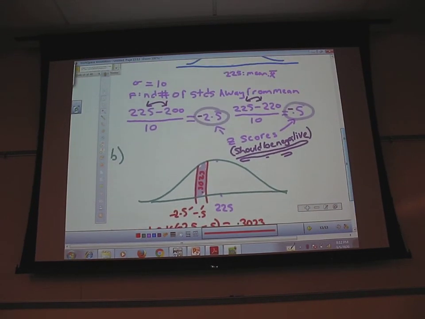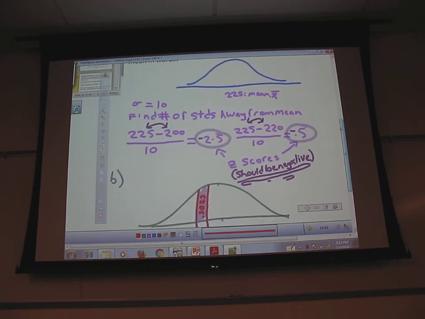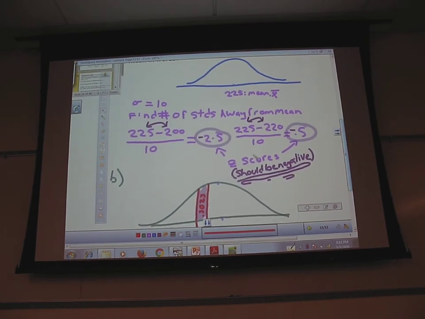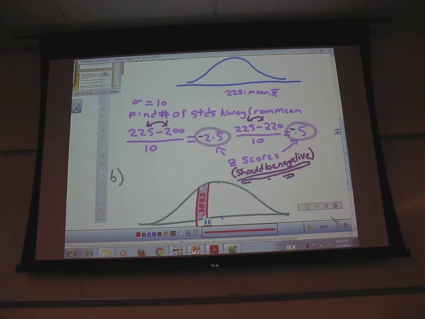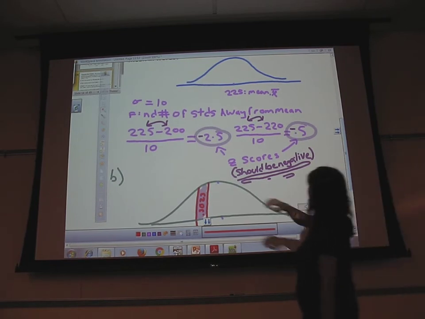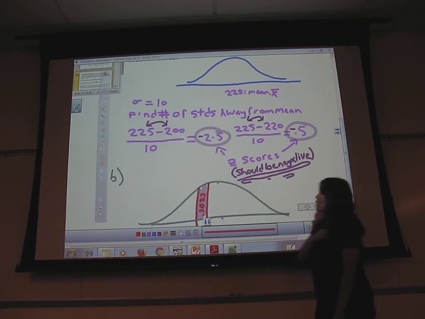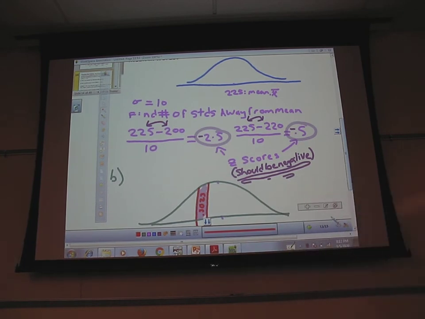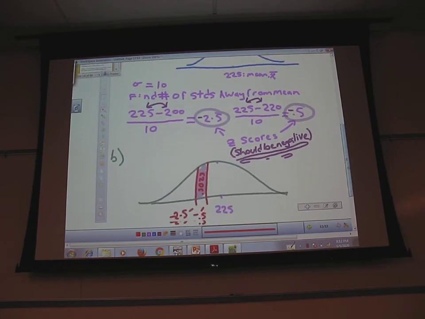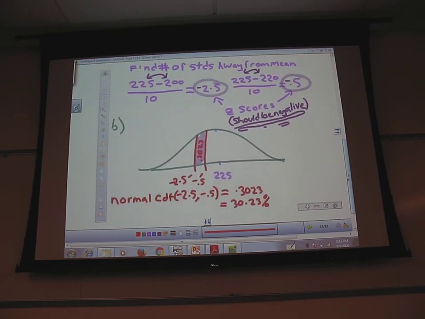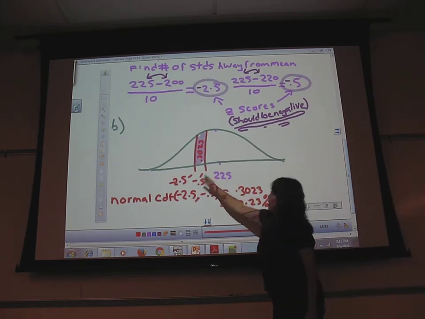Okay, so again, here's the standard deviation. Just make sure that if it's below the mean, it's negative. If it's above the mean, it should be positive. And then you put those in and do normal CDF of these two to find that.